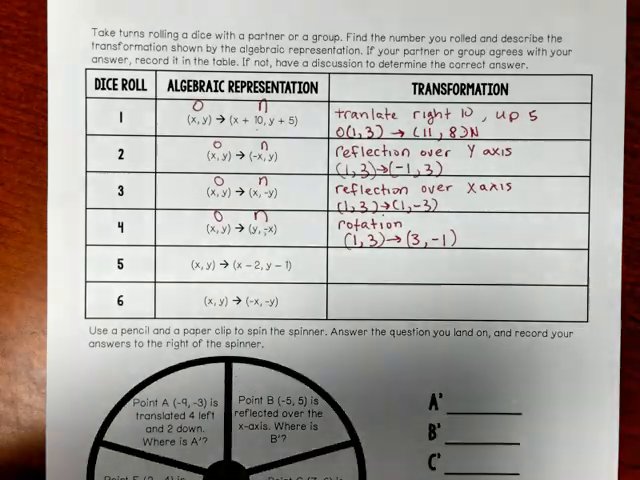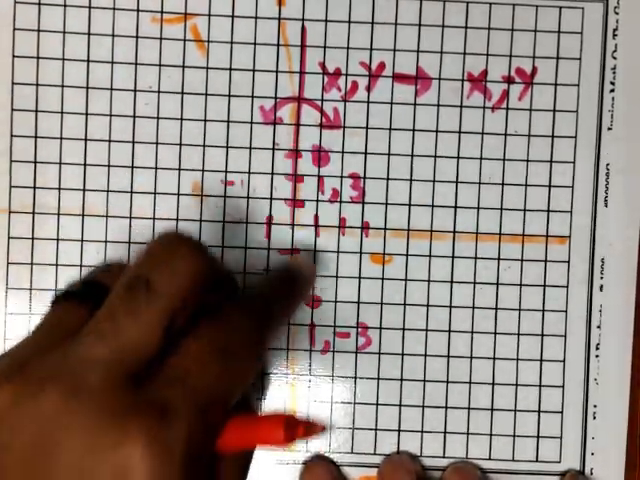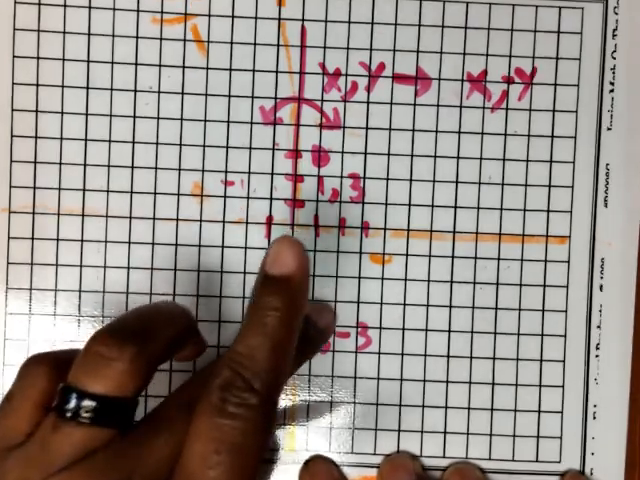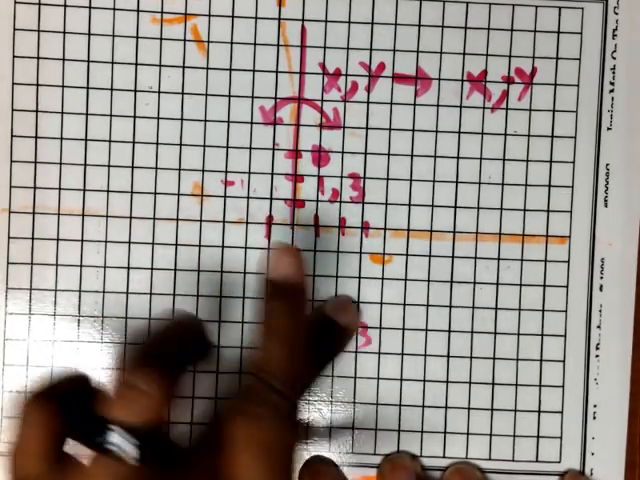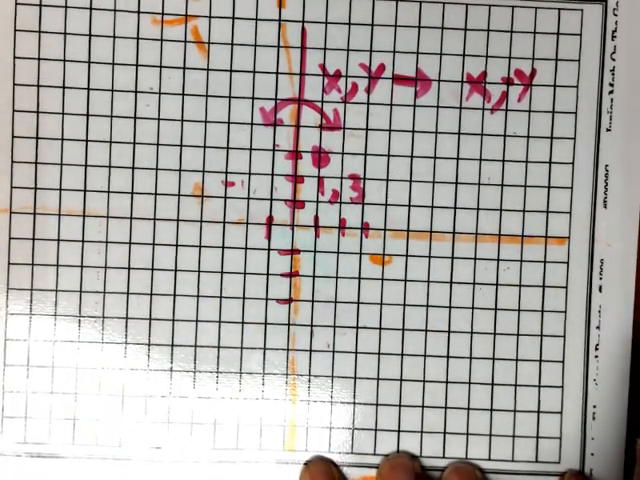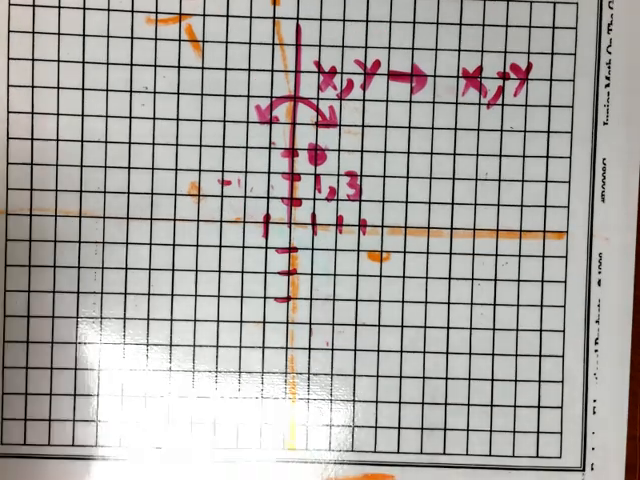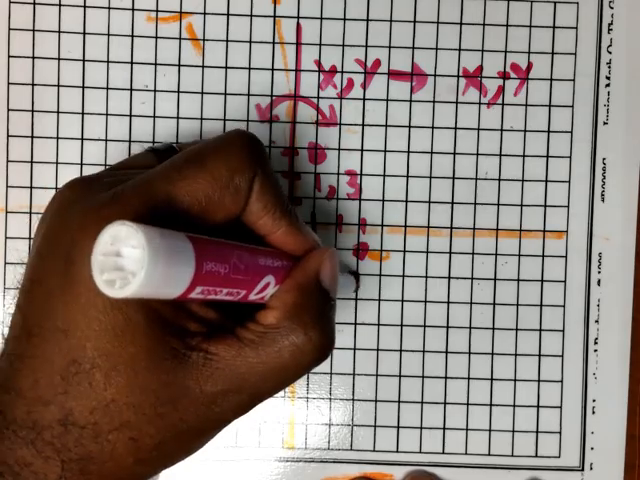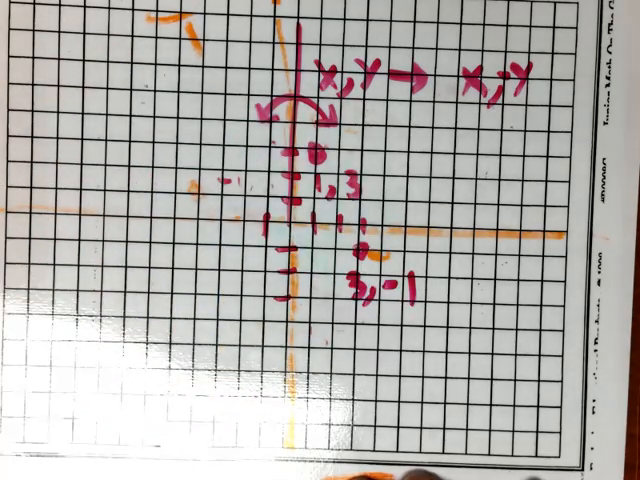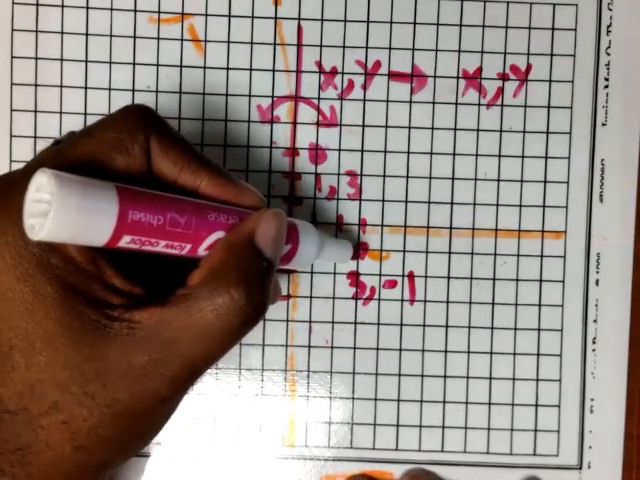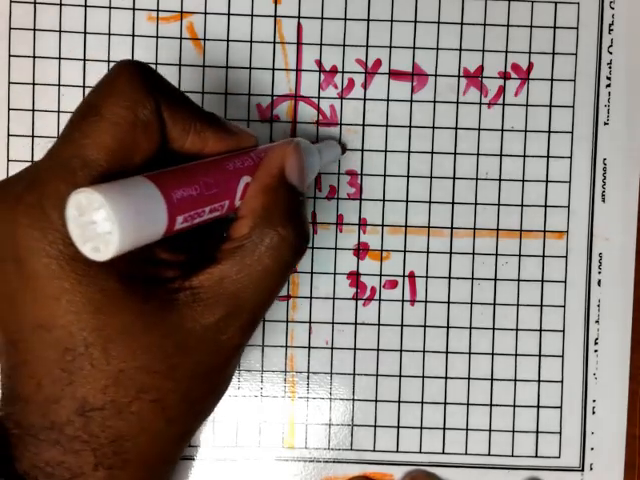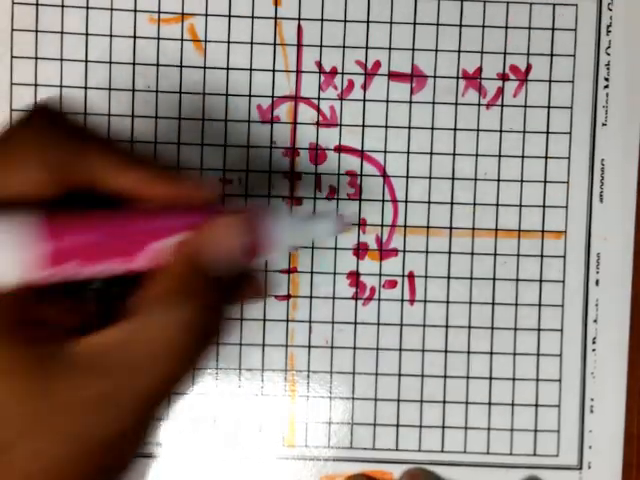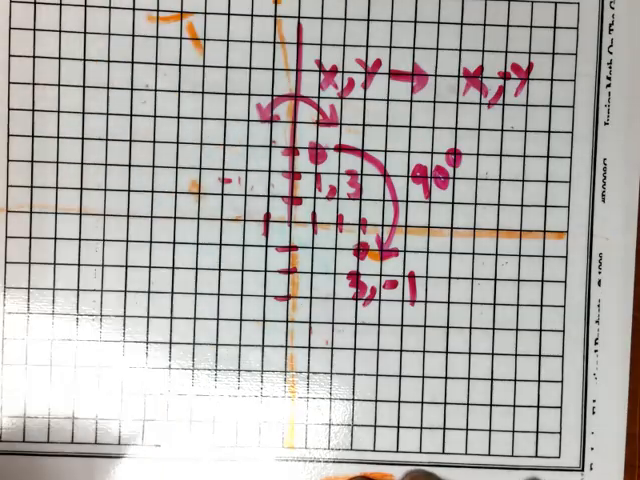So I'm going to bring my graph back. We have (1, 3), and we said that the new point would be (3, -1). So (3, -1) would put me right here. So this is (3, -1). So it went from here to here. That is one turn, which would be 90 degrees. Okay?